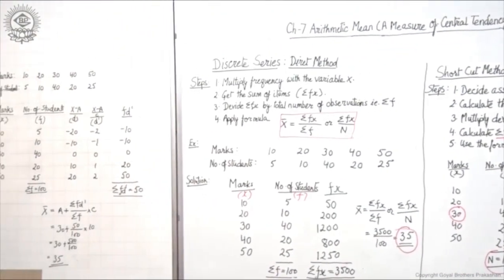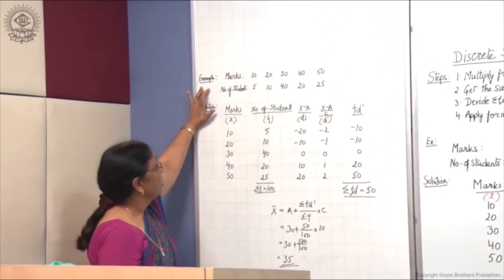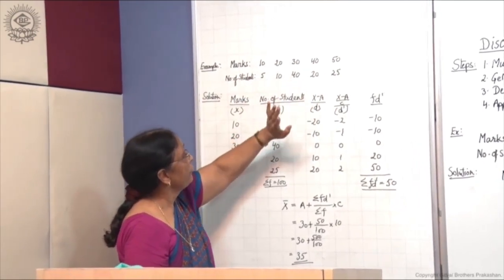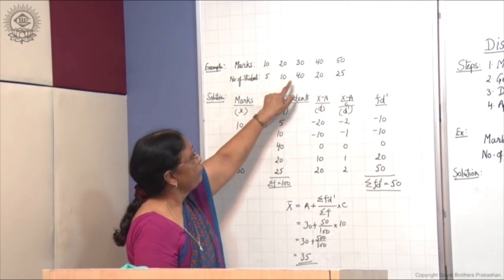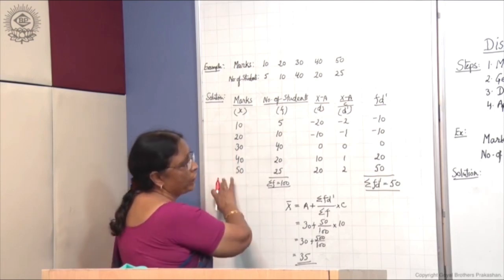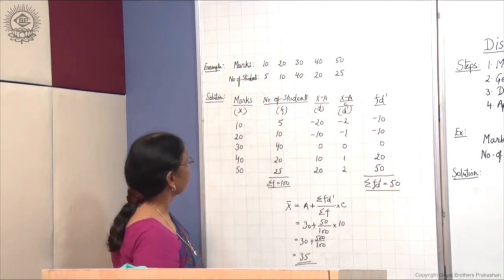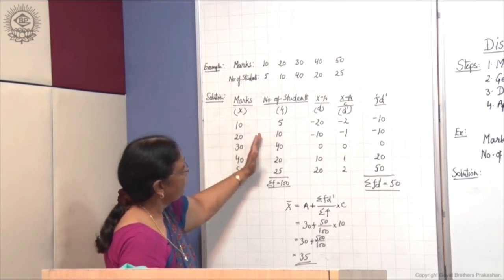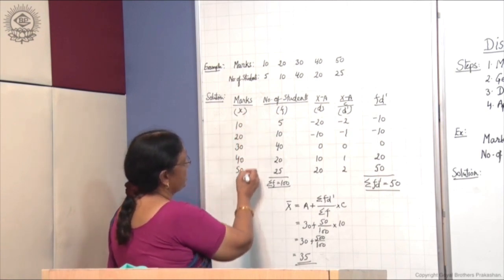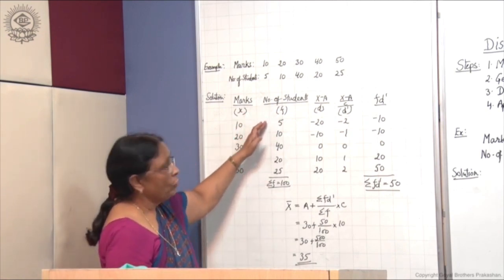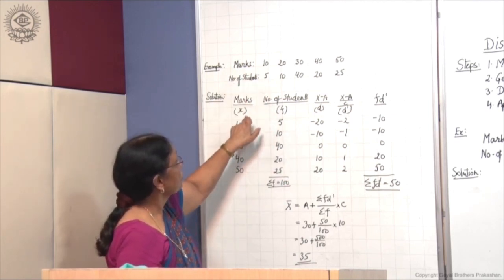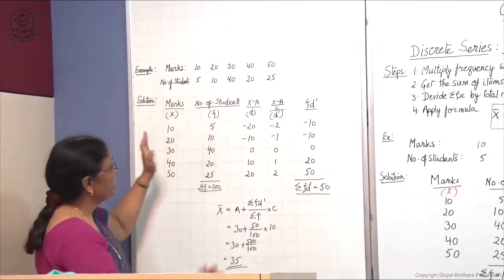Now we will take the example to show the calculation. Here the same example I have taken, marks and number of students. Marks 10, 20, 30, 40, 50, number of students 5, 10, 40, 20 and 25, as we have taken it earlier, the same example. Now how to do the calculation by the step deviation method? You have to make 5 columns in this case. First column is x, right? Second column is f. Both these columns are given to you. Marks are x column, number of students f. So this is the given data to you.